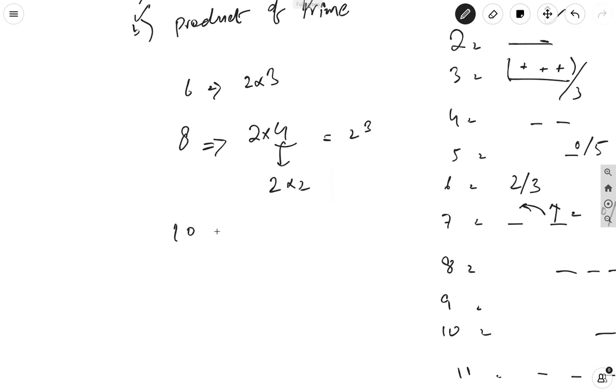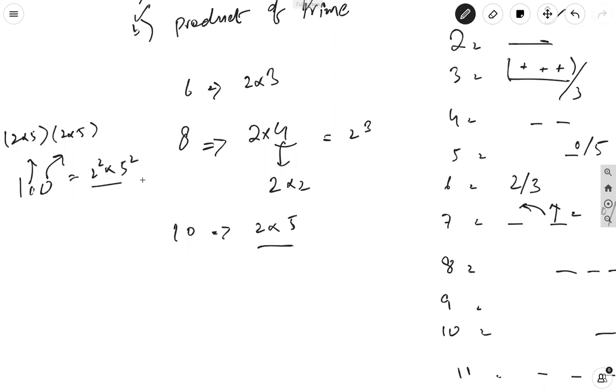Let's suppose we have 10. For 10, remember, always take it as 2 into 5. Let's suppose you have 100. For each 0, just make 2 into 5. For this 0, make 2 into 5. So the prime factorization is 2 squared into 5 squared. Whenever you see 0, just make 2 into 5, right?